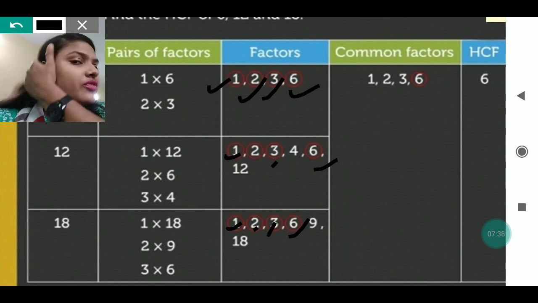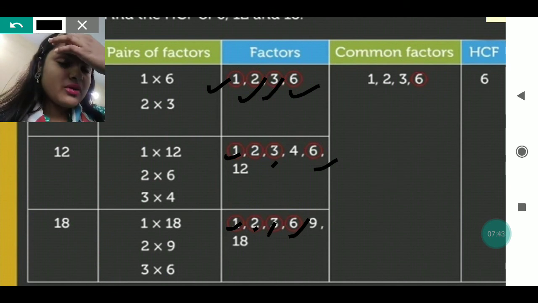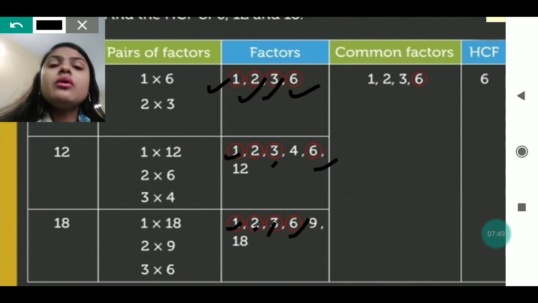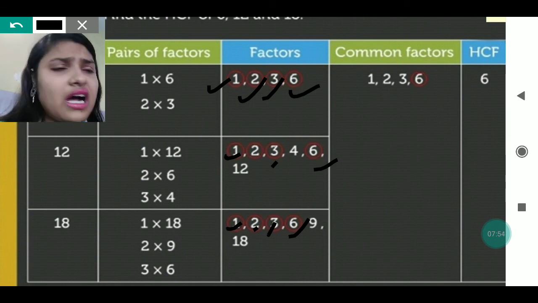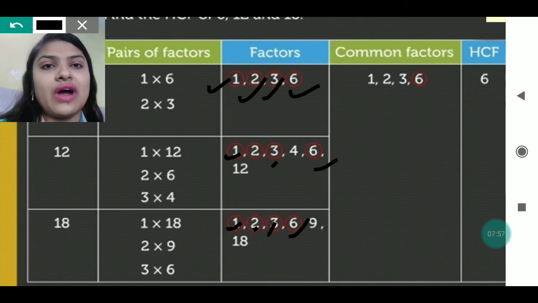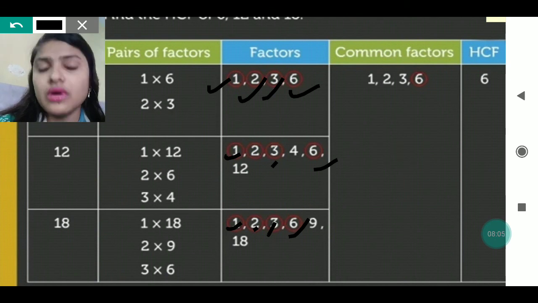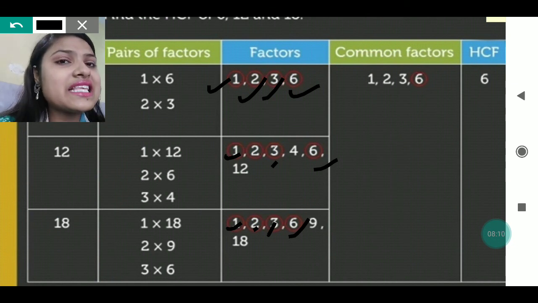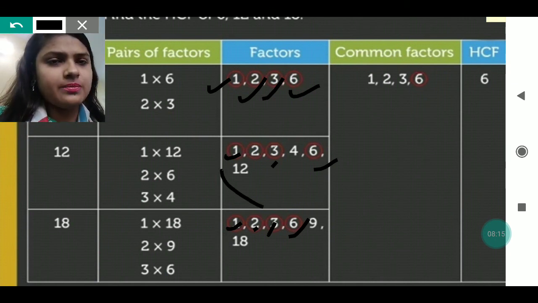Whatever common factors you have got, you will write them separately, like 1, 2, 3, 6. That is the common factor. Now we have to find the highest common factor. Which is the highest, 1, 2, 3 or 6? 6 is having the highest value in comparison to the other numbers, so 6 is considered as the HCF, the highest common factor.